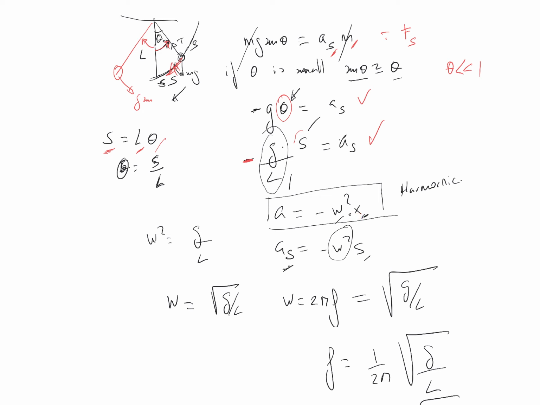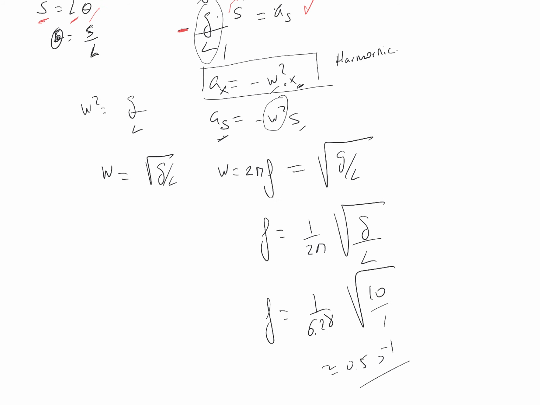Equally here, the a x is what is multiplied by the x. So the omega square, I have identified the omega square like g divided by L. So omega square is g divided by L. So omega is the square root of g divided by L, but omega is 2 pi f. So the frequency f is equal to 1 divided by 2 pi, times the square root of g divided by L.